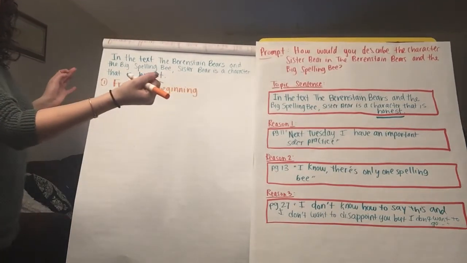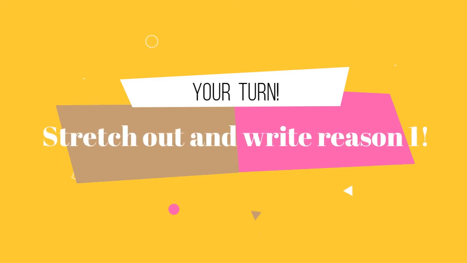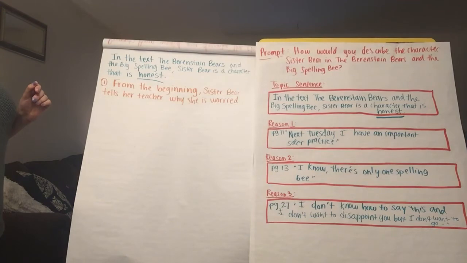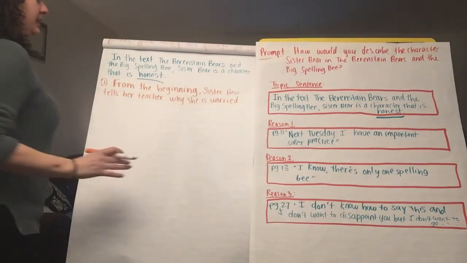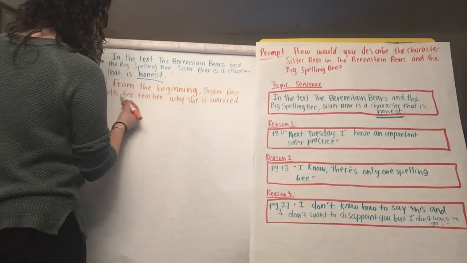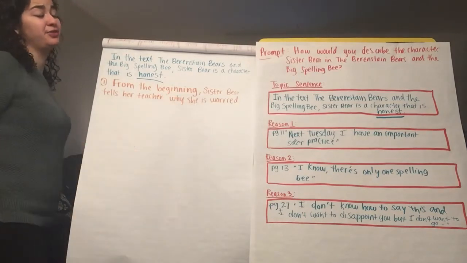Sister Bear tells her teacher why she is worried. Now, when you stretch out your reason, you're just explaining your evidence in a different way. So she said, next Tuesday I have an important soccer practice. That shows us that she's being honest with her teacher about how she's feeling worried.